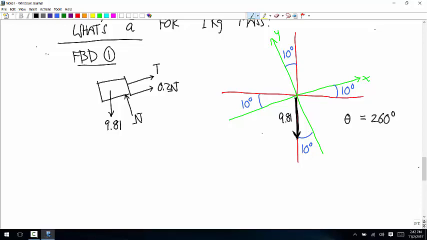And then that force vector is equal to the magnitude of that force, 9.81, times cosine of 260, and then 9.81 times the sine of 260. Can someone calculate those?